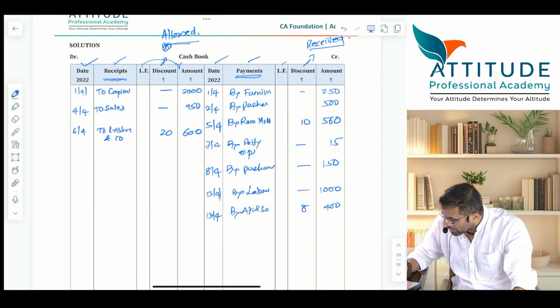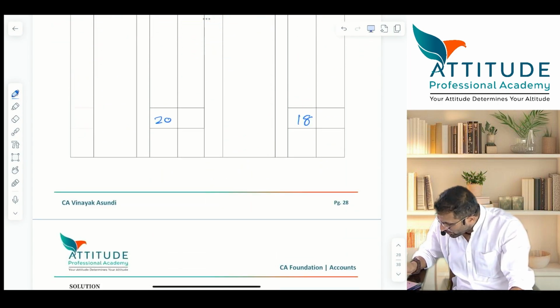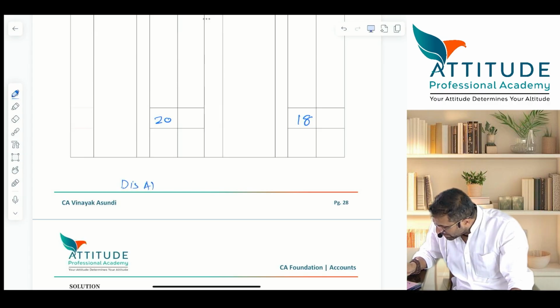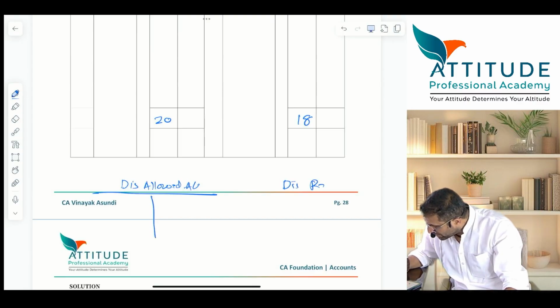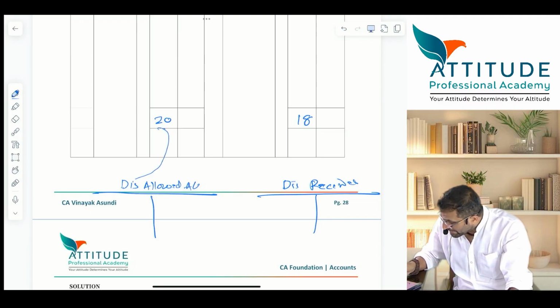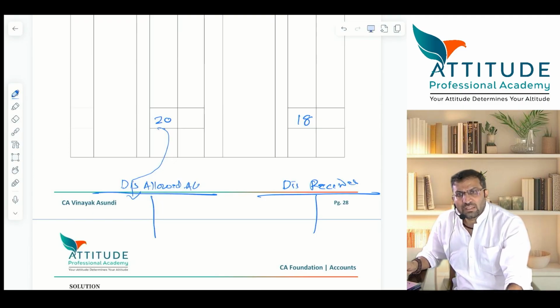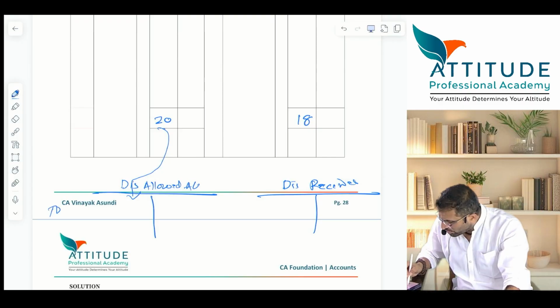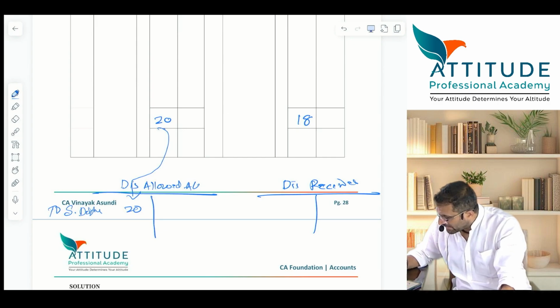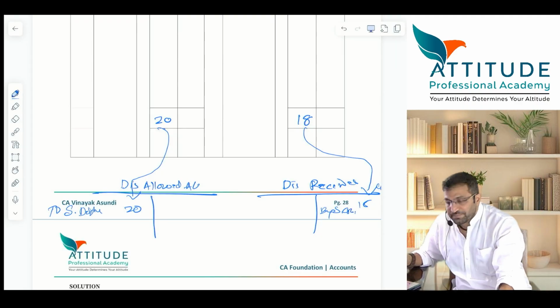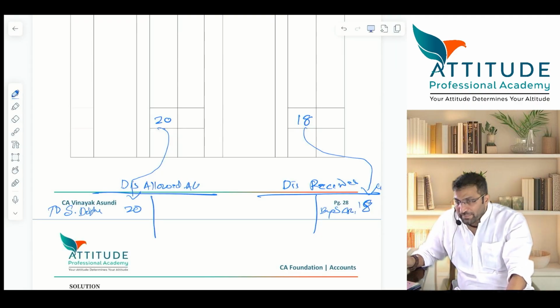Now, sir, why did you do that? The reason is, what is this? This is discount allowed. This 20, you have to open discount allowed account. And then also you have to open discount received. Now concentrate here. This 20 rupees will go on debit side of discount allowed, because discount allowed is an expense, no? Discount allowed account remains debit, to sundry debtors. How much? 20. And this 18 will go on credit side of discount received, as by sundry creditors. 18. Later this will be balanced.